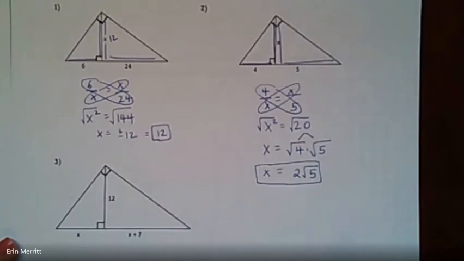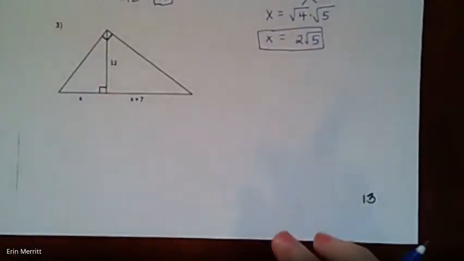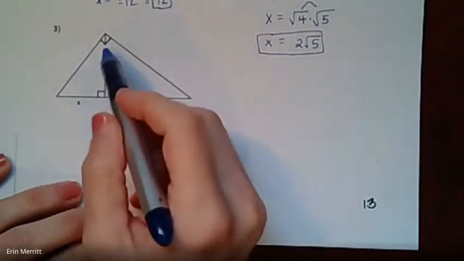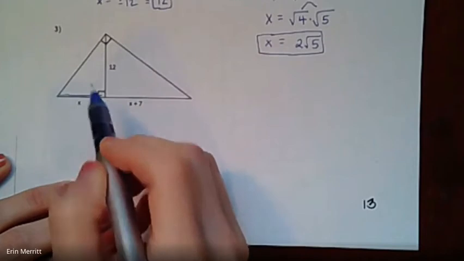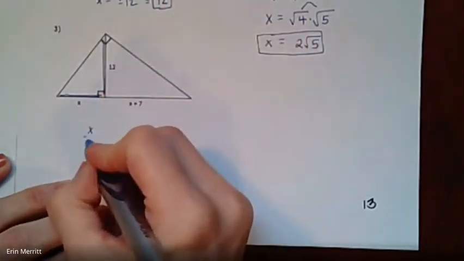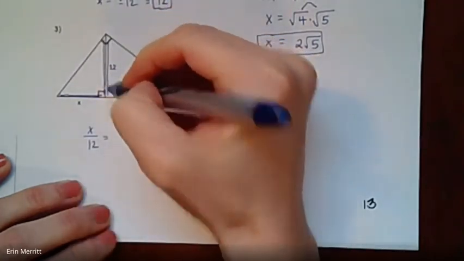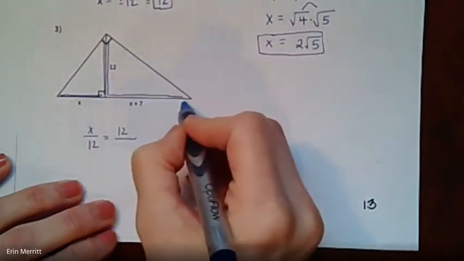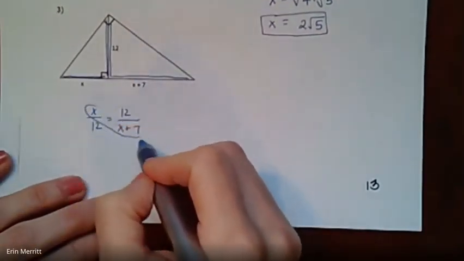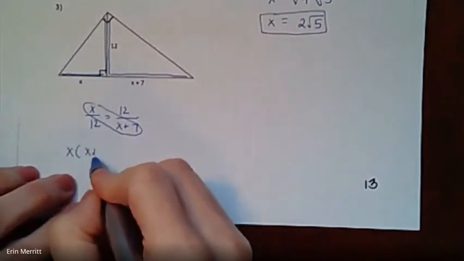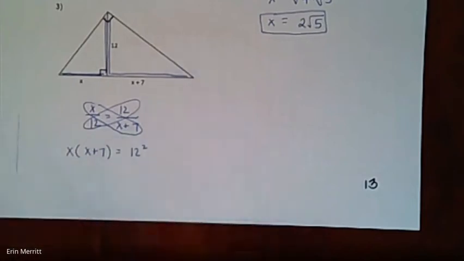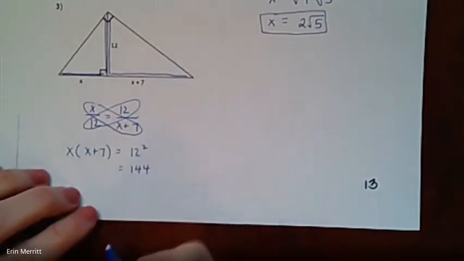All right. Some of them are going to look a little bit different where we've got more X's going on. And so on this one, I like this one because when we go to set this up, the X isn't the altitude. The X is this piece over here. So make sure you're using the diagram appropriately. So X is to the altitude of 12, as the altitude 12 is to X plus 7. All right, when we go to solve this one, we're going to cross multiply and get X times X plus 7, and then 12 times 12. So that's going to give us 12 squared, or 144.